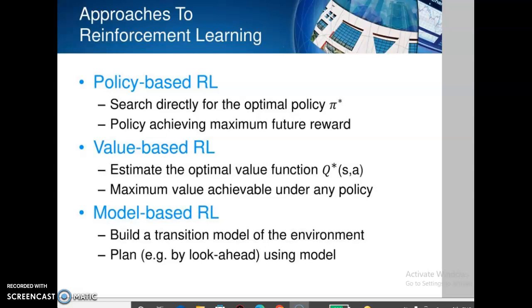The policy is the one achieving maximum future reward. Second one, value based RL. Estimate the optimal value function Q star of S, A, the maximum value achievable under any policy. Model based RL builds a transition model of the environment, and plans, for example, by look ahead using the model.